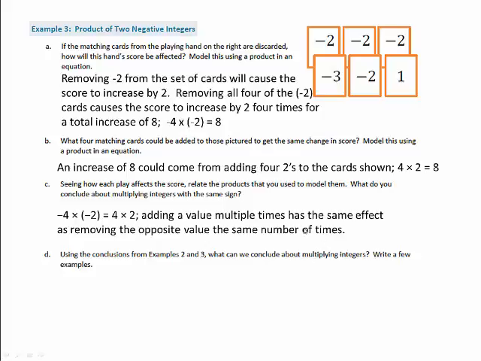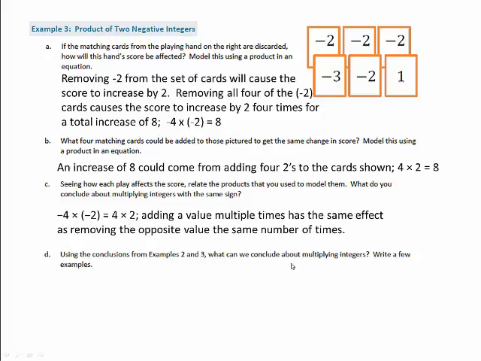That's kind of what we said before. So it doesn't matter whether we start with positives or negatives. If we change the sign of the first number in a product, and we change the sign of the second number in the product, we get the same answer.